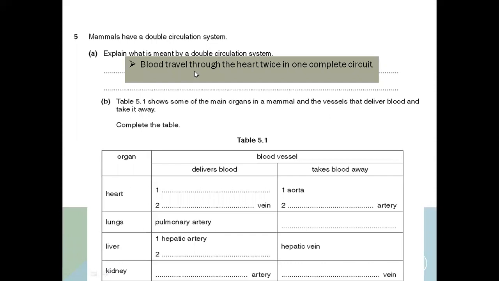Yeah, so blood travels through the heart twice in one complete circuit. So this is what we call a double circulatory system. Now complete some of the main organs in a mammal and the vessels that deliver blood to them and take it away. So the first question is the heart: the blood vessels that deliver blood to the heart, and the blood vessels that take away blood from the heart.